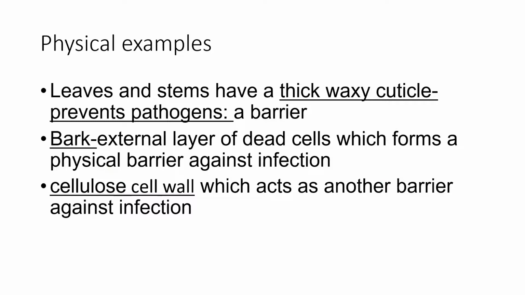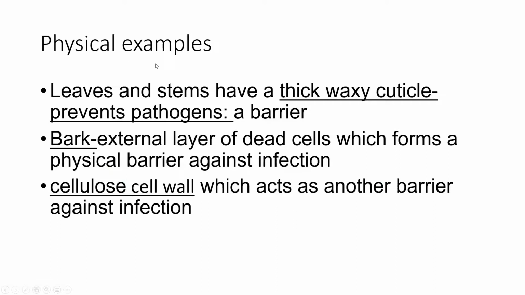If pathogens are able to get through the bark and the thick waxy cuticle, then cells have a cell wall, and that cell wall contains cellulose, and that can act as another barrier against infection. However, if pathogens can get past the physical examples, then we must have chemical.